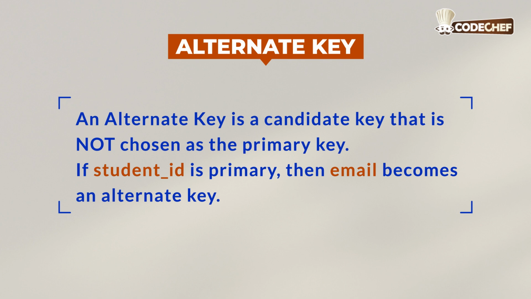So as we discussed, there can be multiple candidate keys for a table. That means multiple columns can uniquely identify all the records. But one table can have only one primary key. So the columns which are candidate keys but are not chosen as primary key are basically known as alternate keys. That means they have the potential to become the primary key but they are not the primary key for the table.